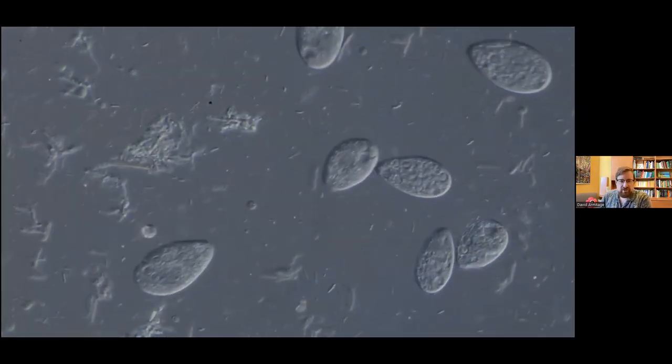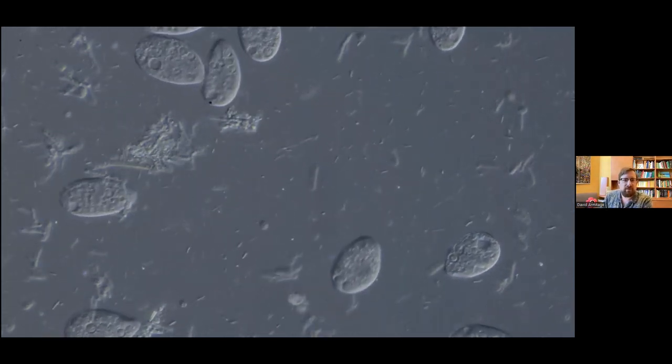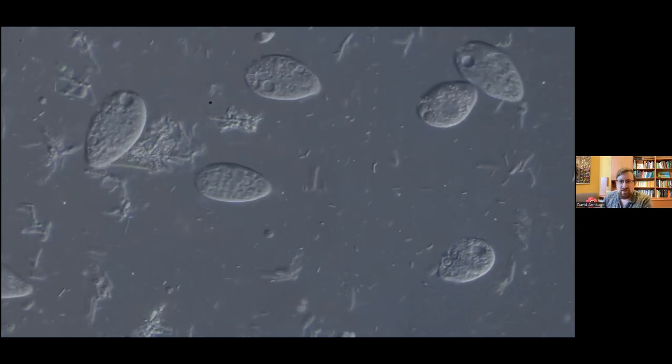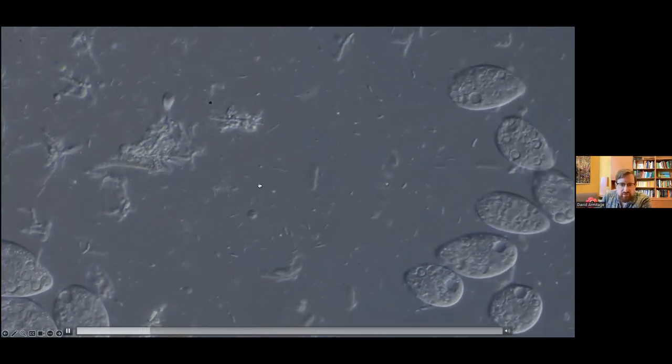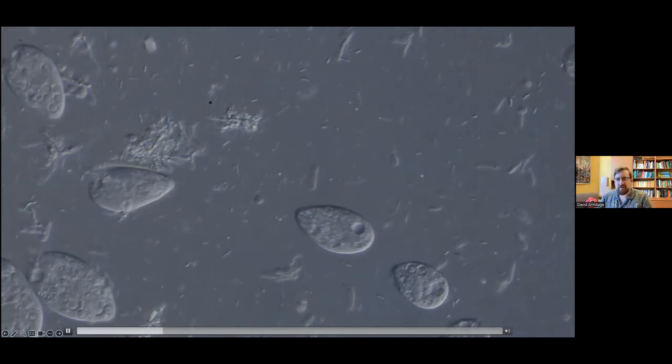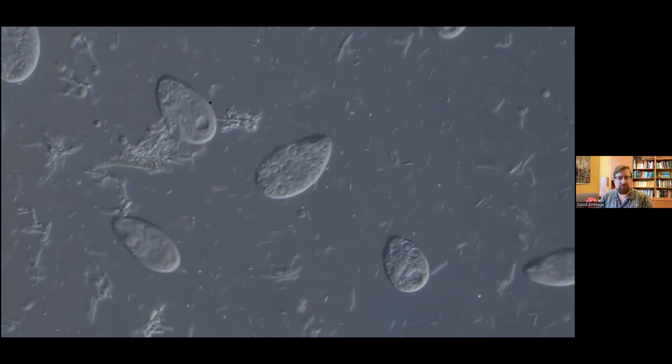Zooming in a little closer, we've got ciliates. So these are like paramecium kind of things, swimming around and consuming bacteria and detritus. And then if you look very closely, you can see thousands and millions of little bacterial cells swimming around as well.